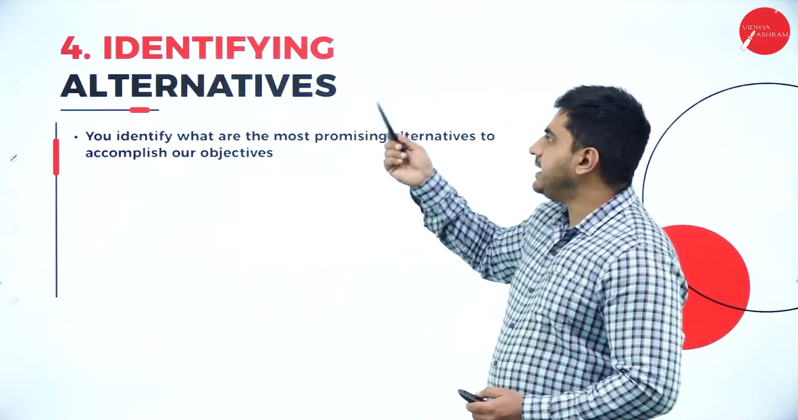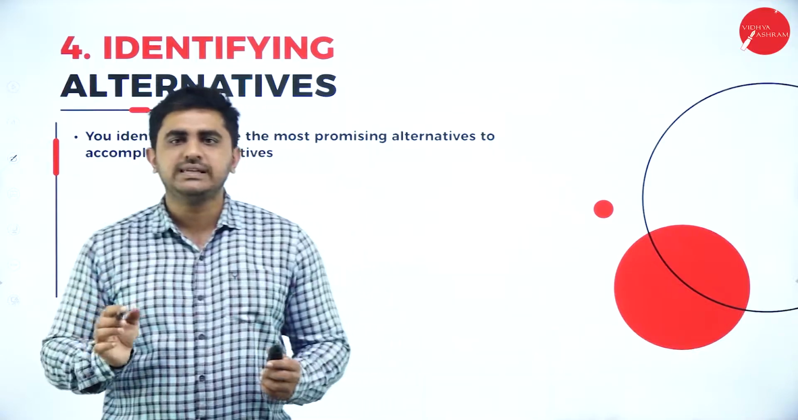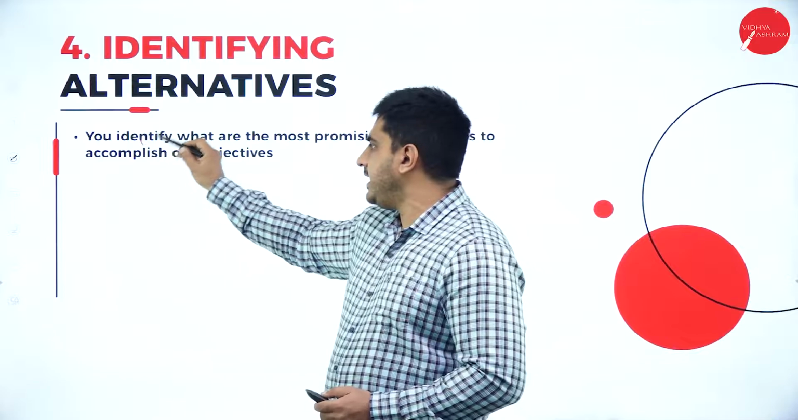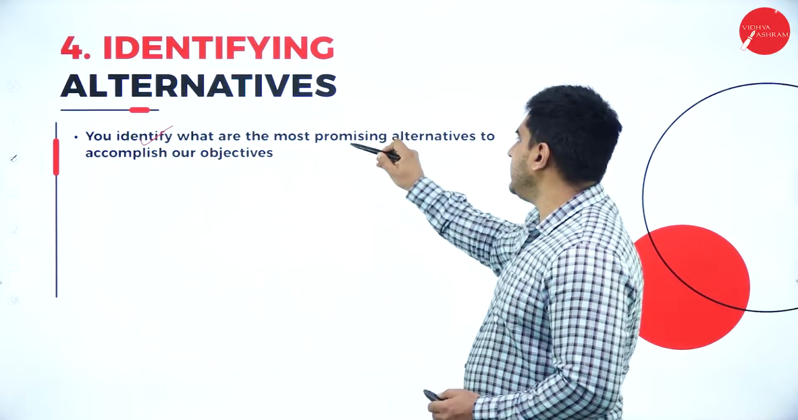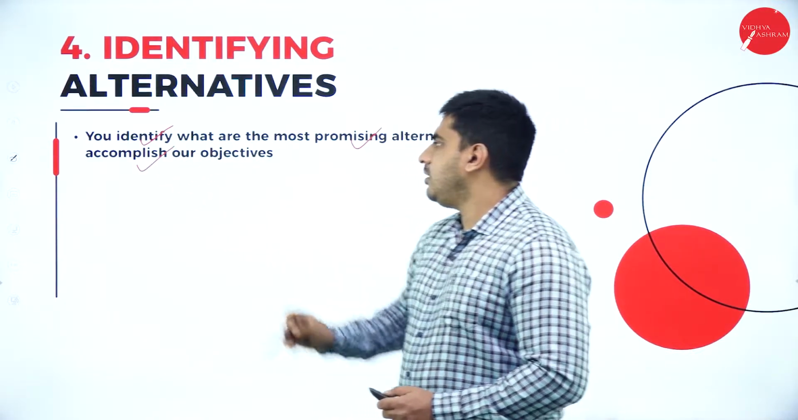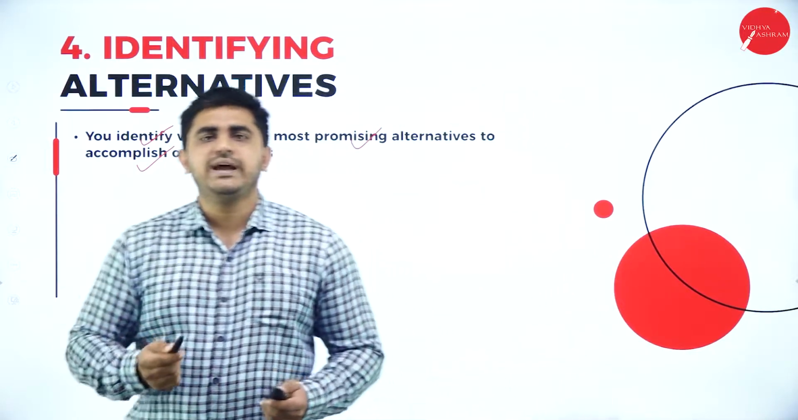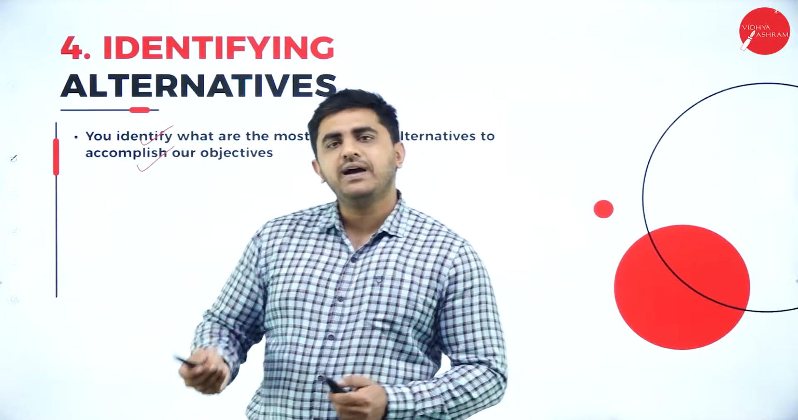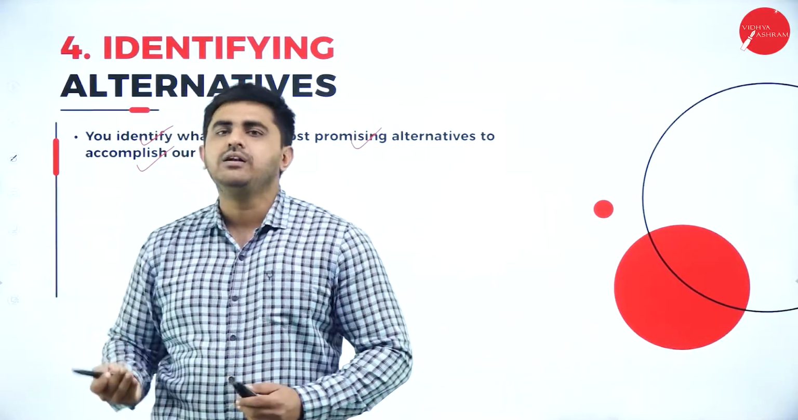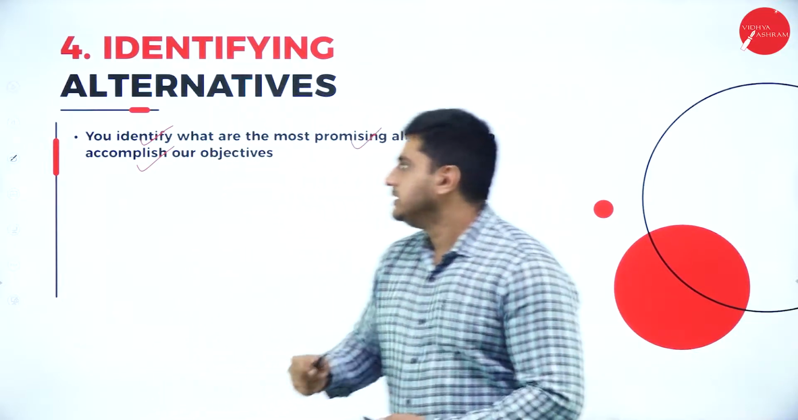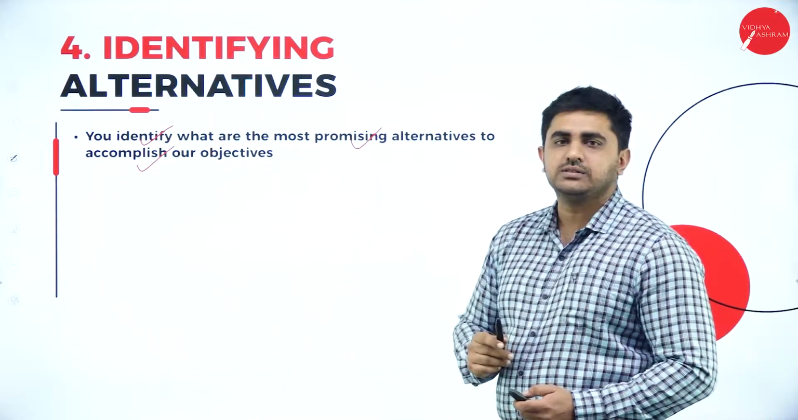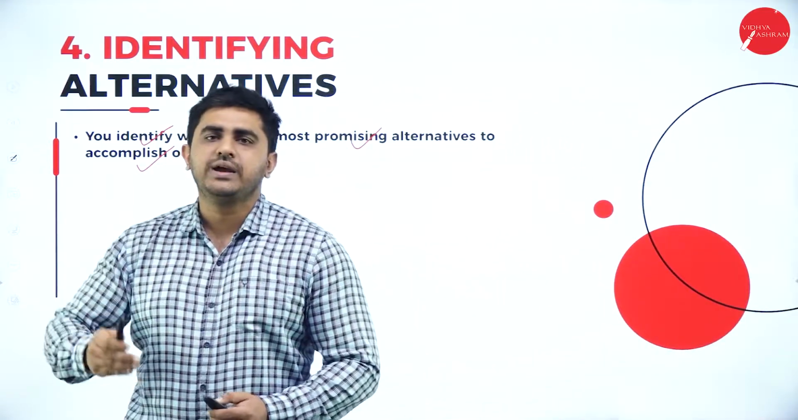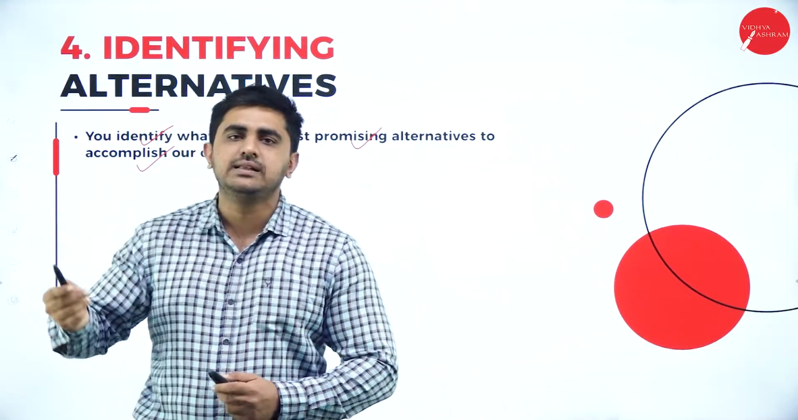So next is identifying alternatives. Now you have decided to plan, and you come out with various alternatives. You identify the most promising alternatives to accomplish your objectives. For example, you want to manufacture 1,000 products and sell them. So you list different alternative courses of action to manufacture 1,000 products. Suppose you list 10 different alternative courses of action in which you can manufacture 1,000 products and sell those 1,000 products.